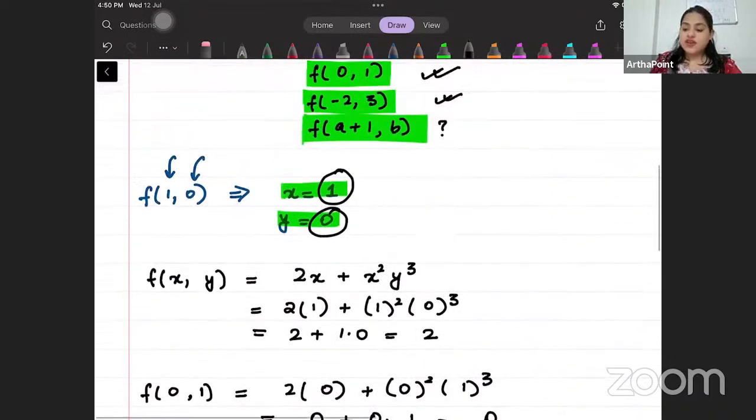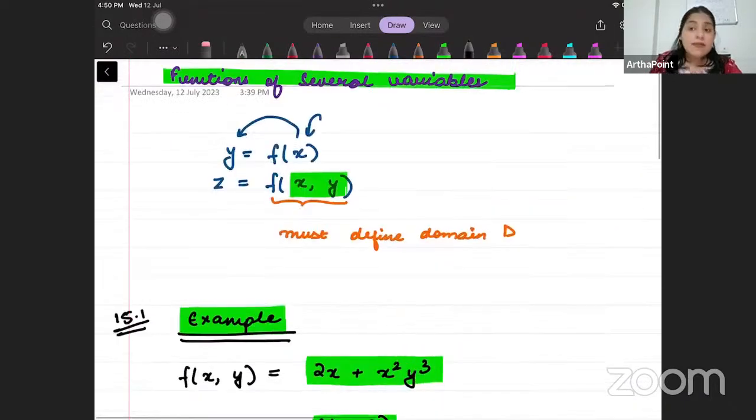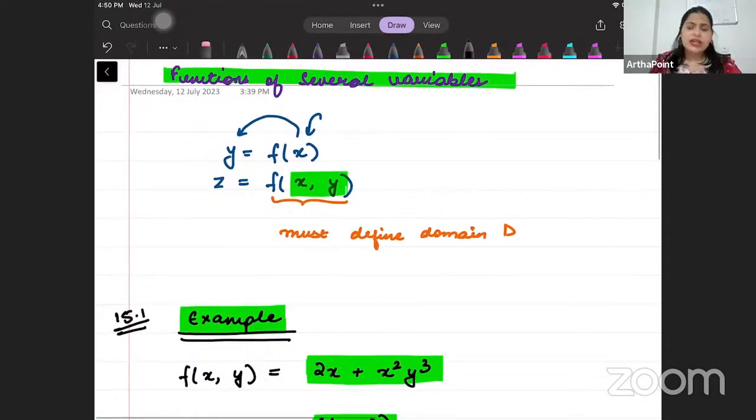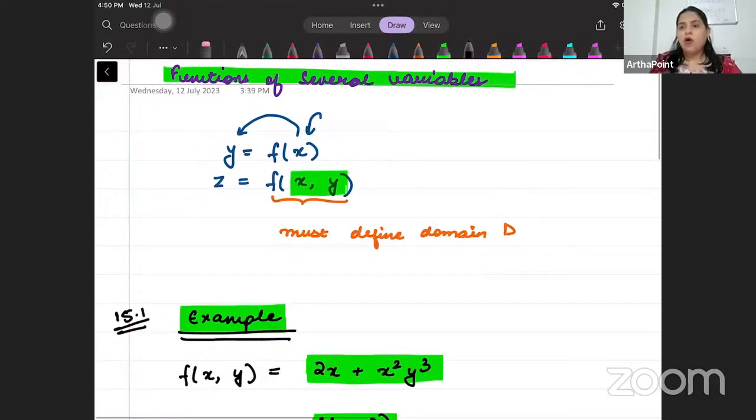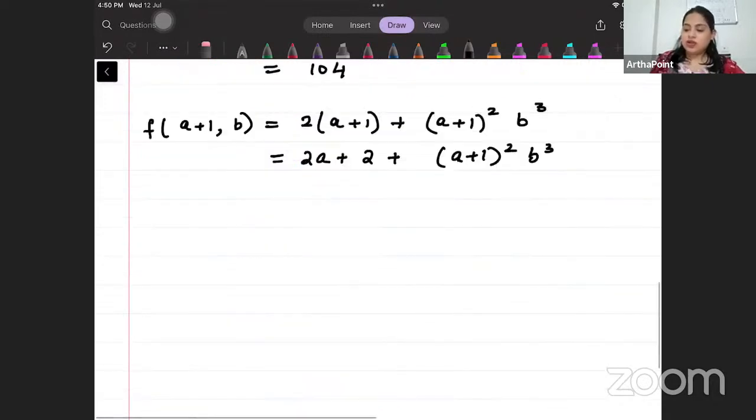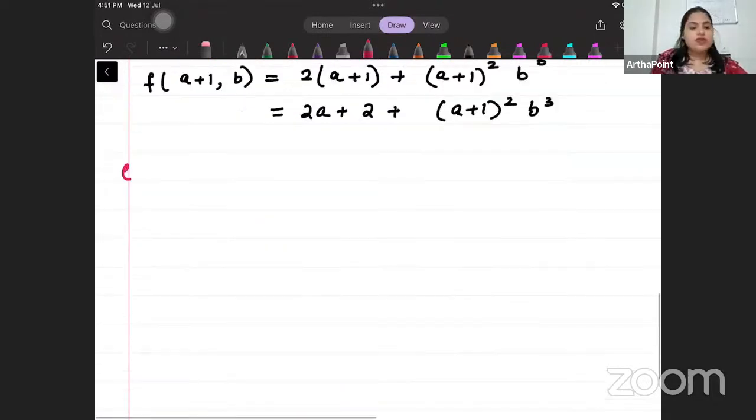What is function of several variable? You give some value to x and some value to y, and correspondingly you get some value of z. Then this is function of several variable. Clear hai? अच्छा जी, एक और question ले लेते हैं. Let's take one more question for the day.